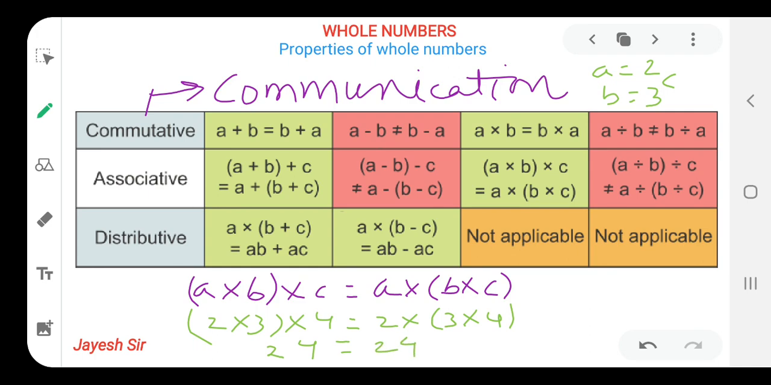That means it satisfies the associative property under multiplication and addition only. It does not satisfy under subtraction and division. I hope you all might be getting it, and that's very easy friends.